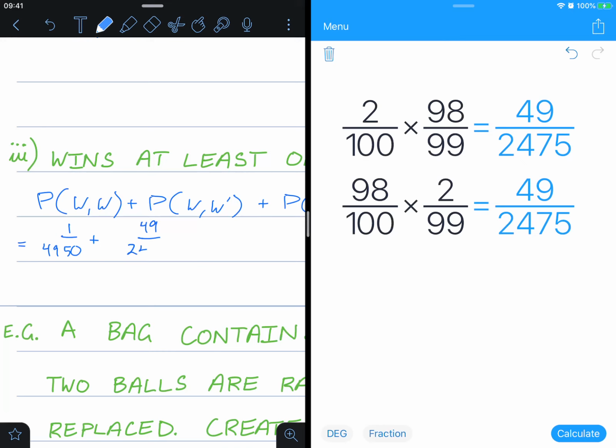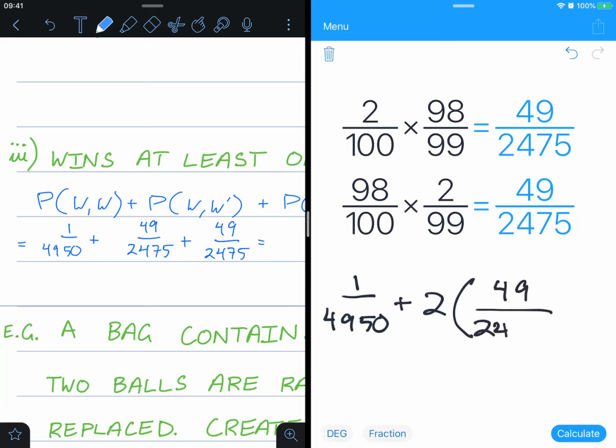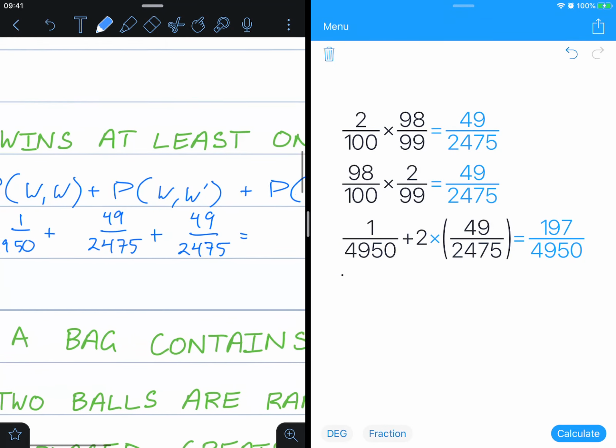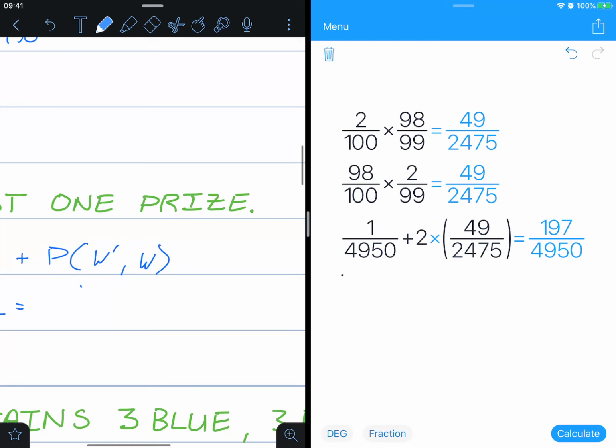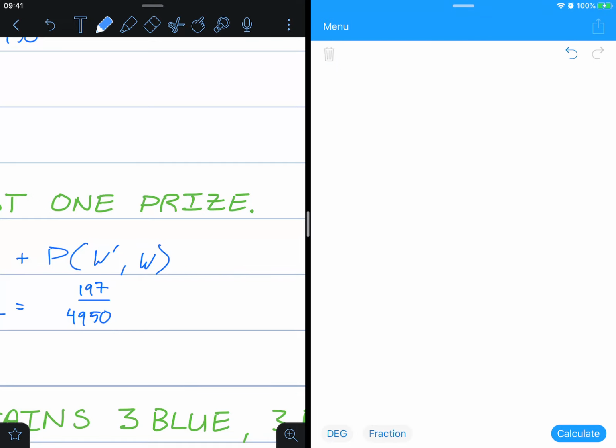So that's going to be 49 out of 2475 plus 49 out of 2475. Adding all of these. So 1 out of 4950 plus 2 lots of 49 out of 2475. In total, that is 197 out of 40950.